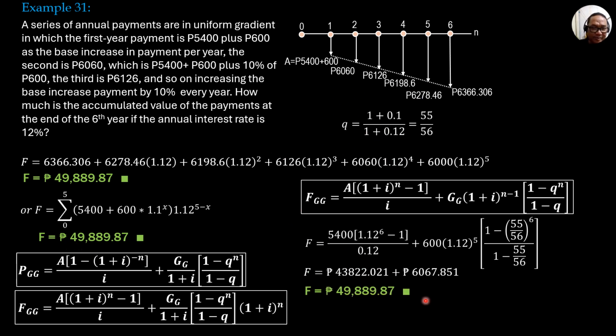Adding, it will give us the same value of 49,889.87. So my suggestion is to use the first one as your solution, because you don't need to memorize formulas here. You can just memorize the future worth of a single amount, which is the present times 1 plus I to the n.